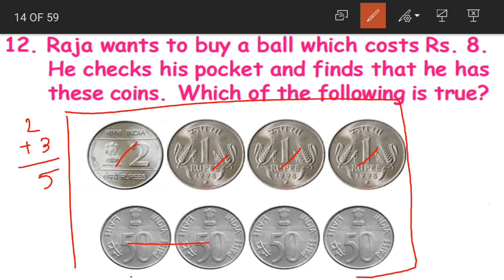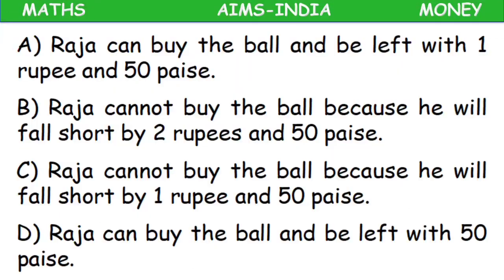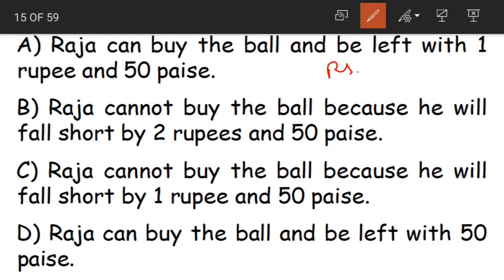Then again we have 50 paise coins here, which is equal to 1 rupee, and again 50 paise coins which is equal to 1 rupee. So 5 plus 1, 6. Then again another 1. When we add all these together, the total value is 7 rupees. And what does Raja want to do? Raja wants to buy a ball which costs 8 rupees. Remember children, the amount Raja has is 7 rupees. The cost of the ball is 8 rupees.